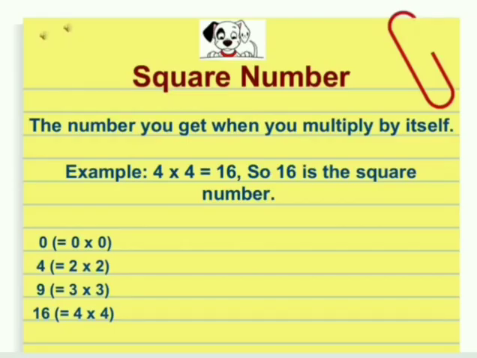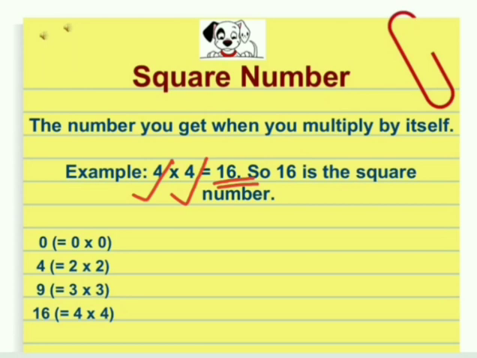Square number. What is the square number? When we multiply a number by itself, then the product of that number is known as its square. You can see the example. If we multiply 4 by itself, then we get 16. So 16 is the square number.